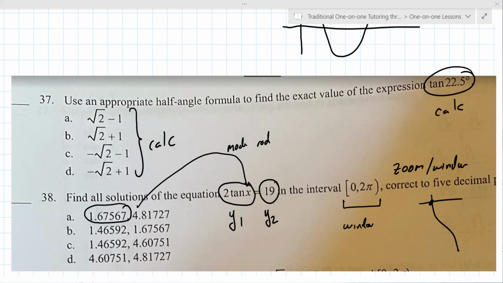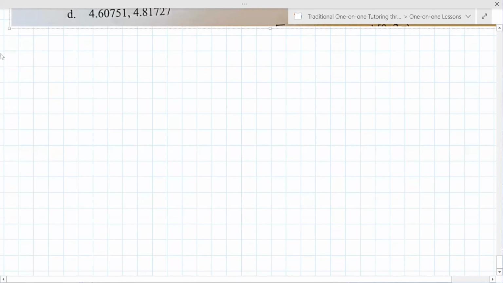Okay, 39 we'll look at next. You may want to start looking ahead just to see if there's anything upcoming that you want me to get to. But I'll start working on this one.